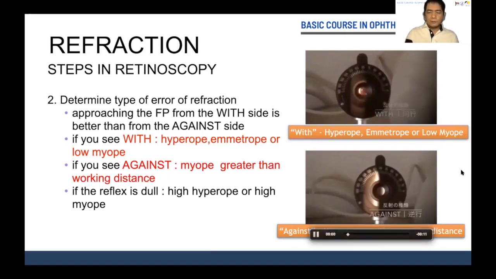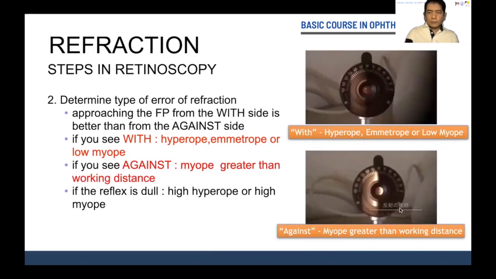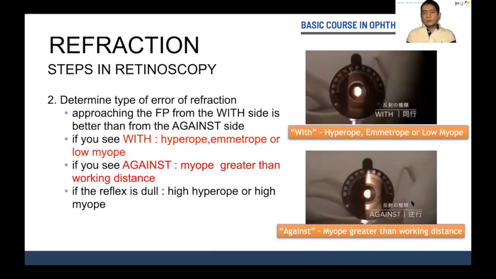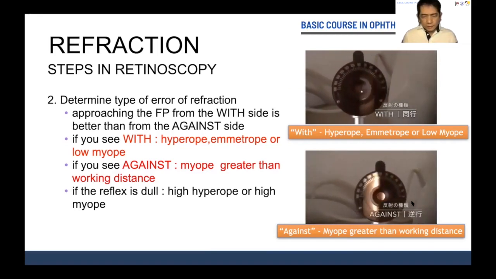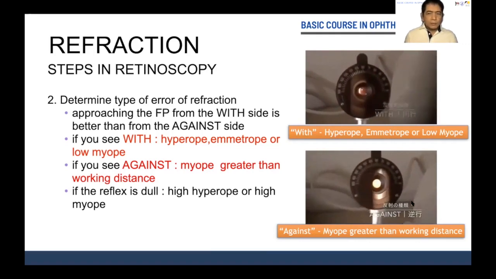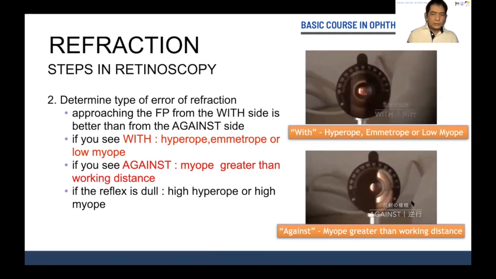While in the lower video, you will see an against motion only in one case, and that is myopia greater than the working distance. So if your working distance is 1.5, myopia more than 1.5 will always give you an against motion. Okay?